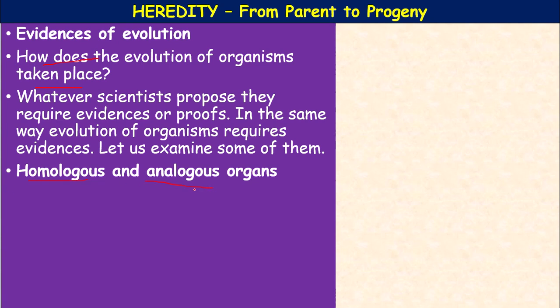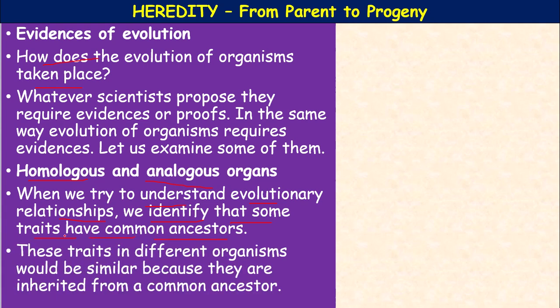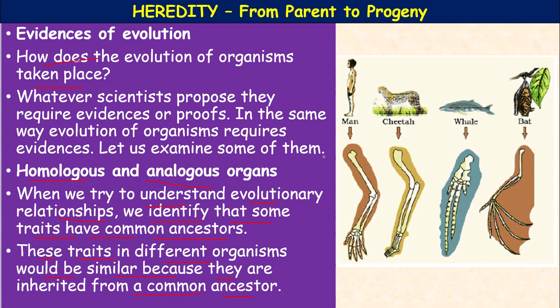Homologous and analogous organs. When we try to understand evolutionary relationships, we identify that some characters have common ancestors. The genetical term we use is traits. Traits means the characteristics. So, these traits in different organisms would be similar because they are inherited from a common ancestor. Here, the limbs of man, cheetah, whale and bat are all mammals, so they share a common ancestor. The forelimb, homologous organ, this is.